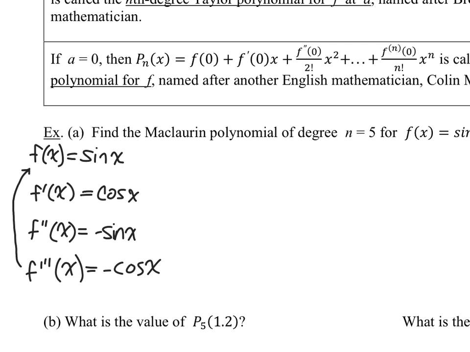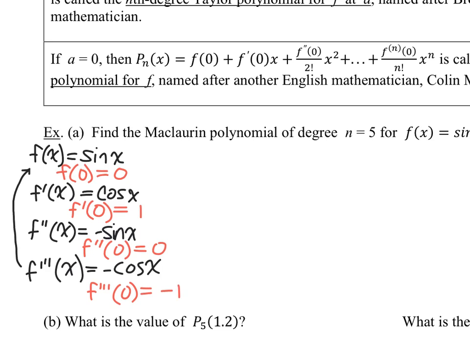So, Maclaurin polynomial is telling me to take the derivative at 0. So sine of 0 is? 0. Cosine of 0? 1. Negative sine of 0? 0. Negative cosine of 0. Negative 1, you said? Yeah.